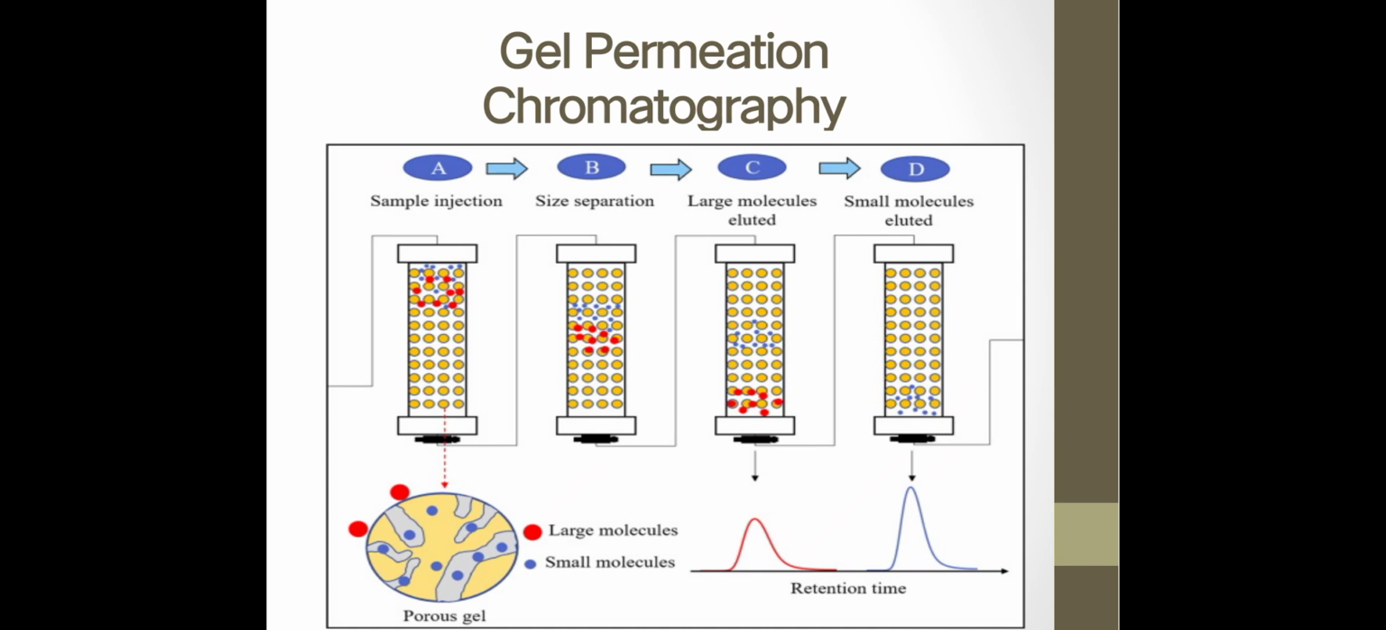In column A, there is the sample injection. Then in column B, the sample separation is occurring. Then in column C, since the larger molecules do not enter the gel pores, they move easily and are eluted first. The smaller molecules move through the porous structures of the gel, so they move slowly. So based on the retention time, the different molecules get eluted out.